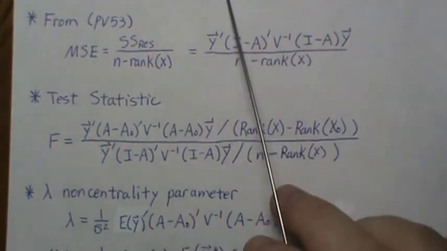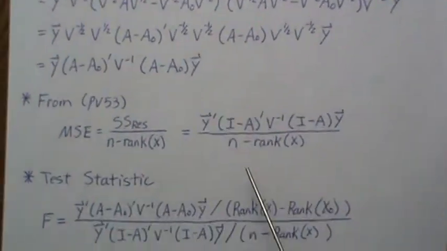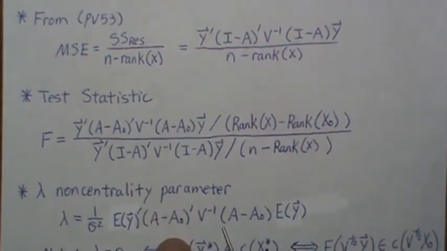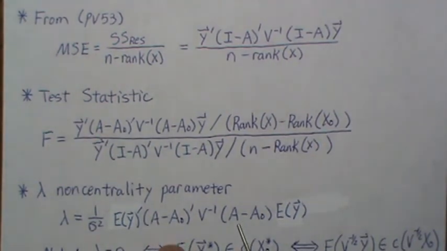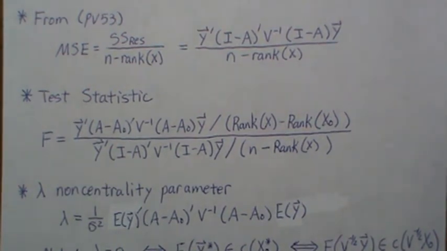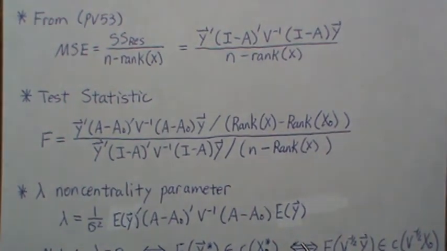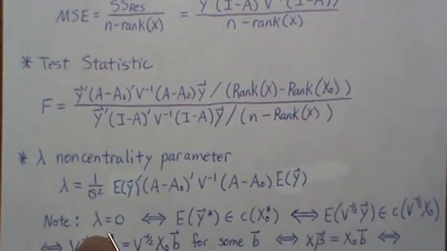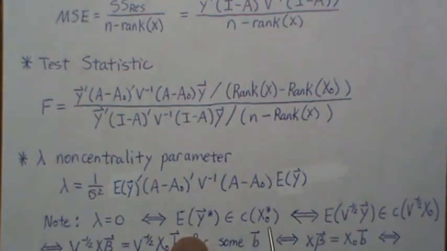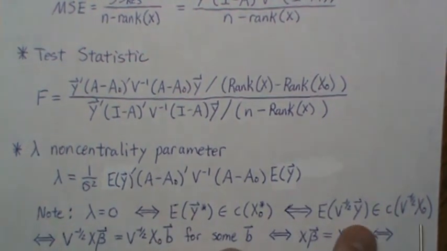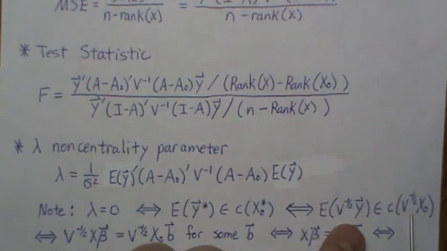Using a similar approach to what we did up here, you can show that it's equal to this. So this is the non-centrality parameter. But we need to show that if it's 0 for model 2, when we're testing in the model 2 setting, then it's also 0 in the model 1 setting. So let's look at that. If lambda is 0, then the expected value is in the column space of the reduced X naught star. But if we unfold that, we just get this. So it's if and only if, because it's the same thing.